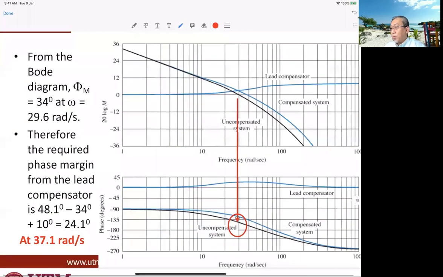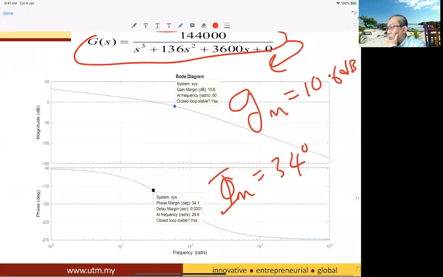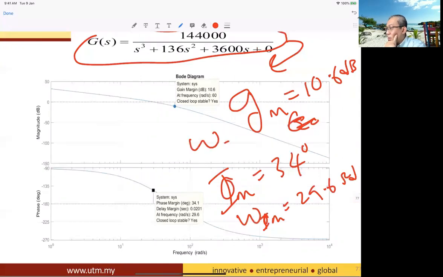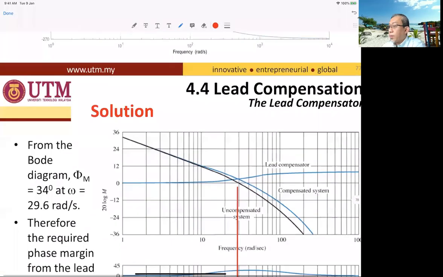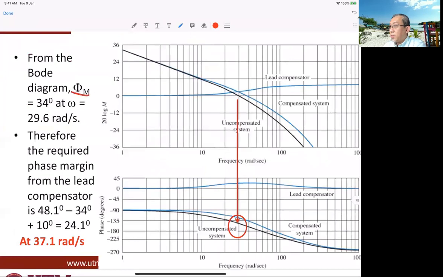So from the Bode plot, the phase margin is 34 degrees at 29.6 radian per second. That one is omega, the phase margin frequency, 29.6 radian per second. Omega GM, the gain margin frequency, is 60 radian per second. Phase margin is 34 degrees at 29.6 radian per second.